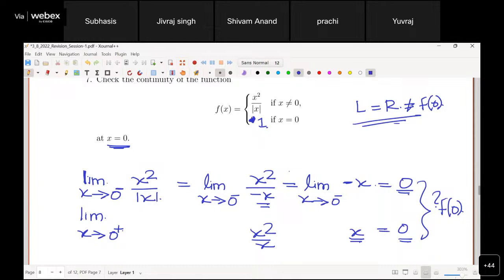Sir, I have a doubt. We solved this by taking... while we are considering the left hand limit and right hand limit, for the function we are having mod of x in the denominator. So while considering the limit, we should not consider the mod. Why?